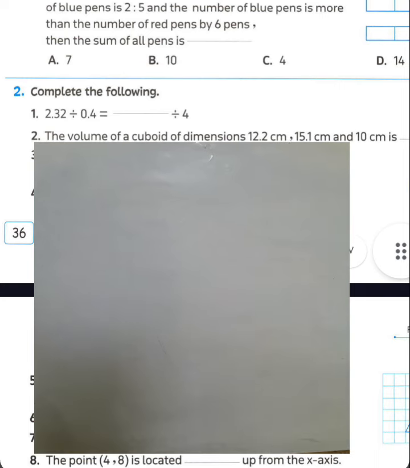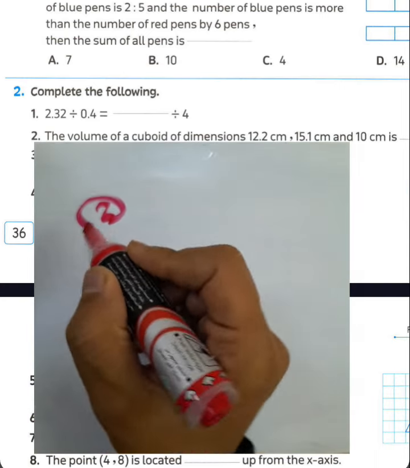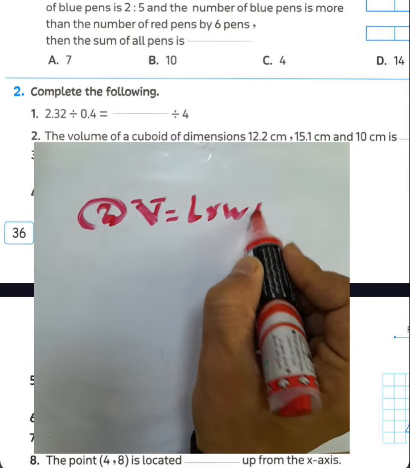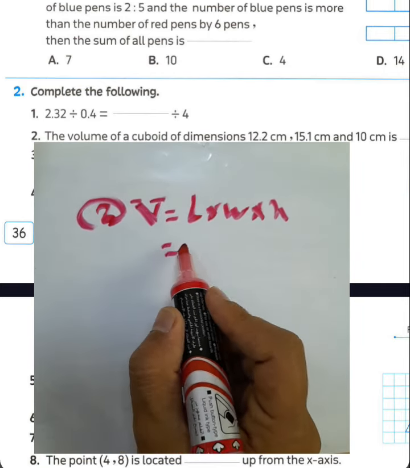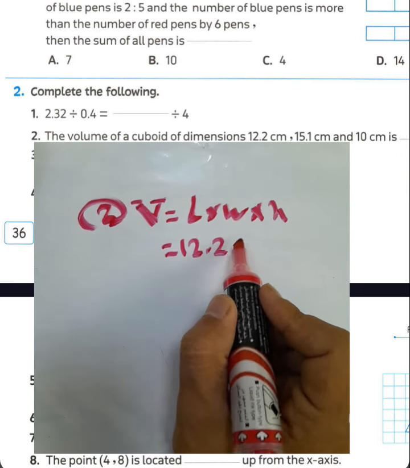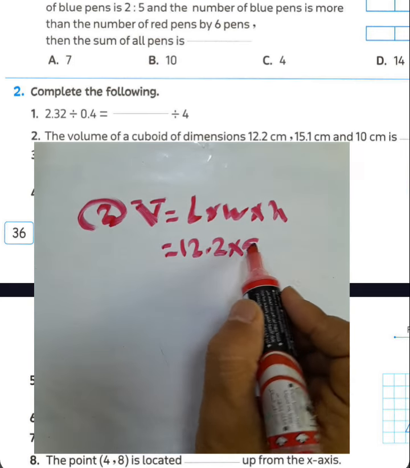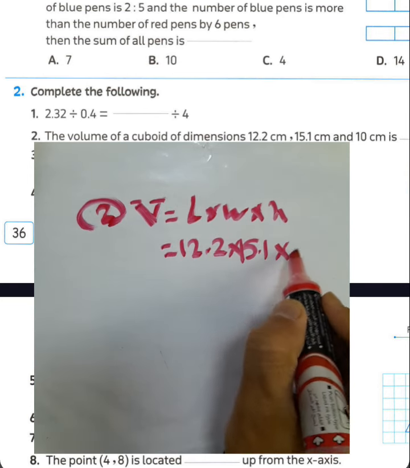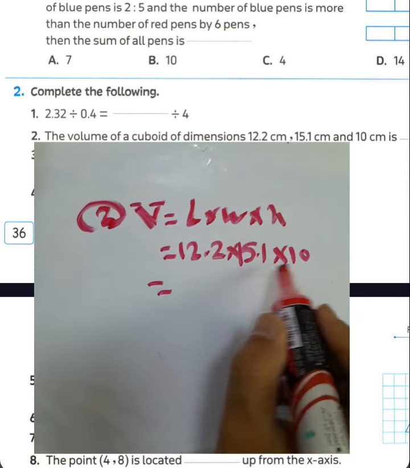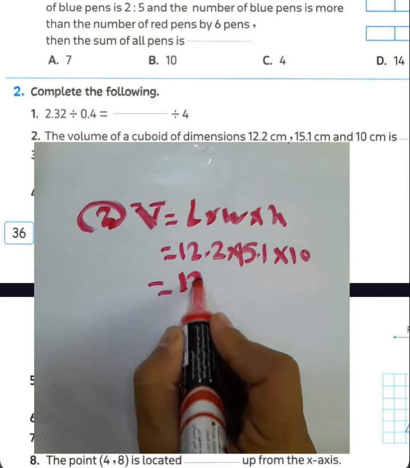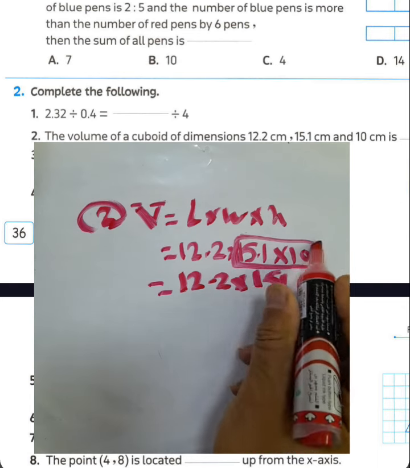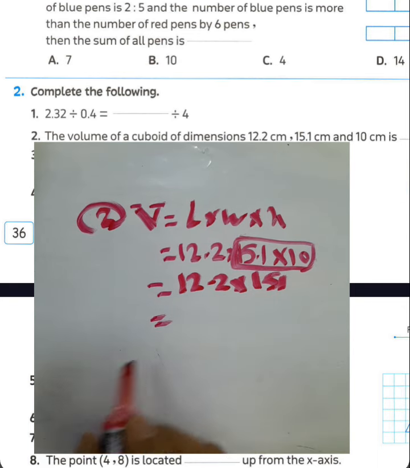Question number 2. The volume of a cuboid equals length times width times height. Write 12.2 times 15 and 1 tenth, multiplied by 10. Multiplying by 10 here, it will be 12.2 times 151. Move the point right by one place, and then you can find the product between them.